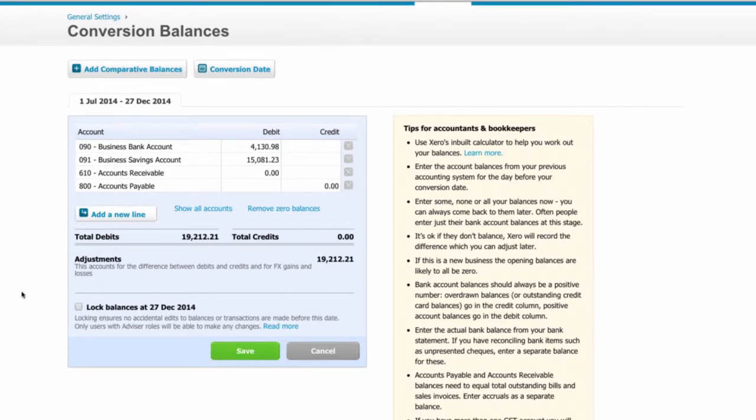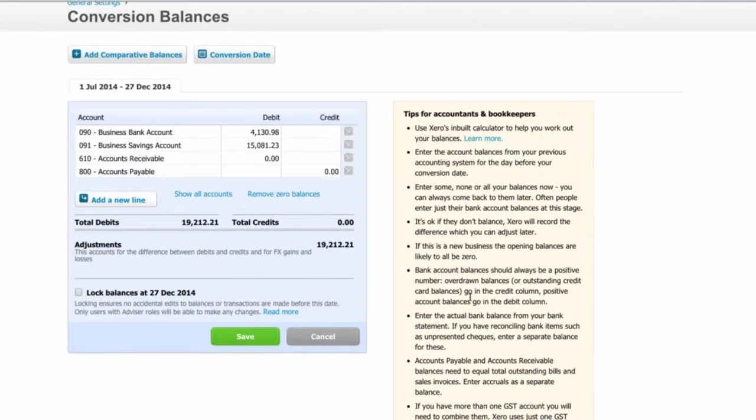Now I'm not going to go into all of the other tips and tricks that we have in relation to conversion balances. Converting to Xero from any other system can be a complicated process, and there's lots of little tips and tricks to know about converting. I'm just focusing on bank statements today.